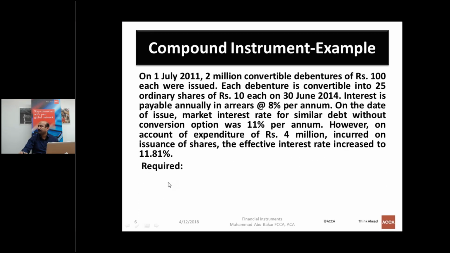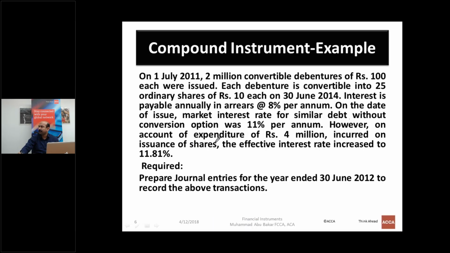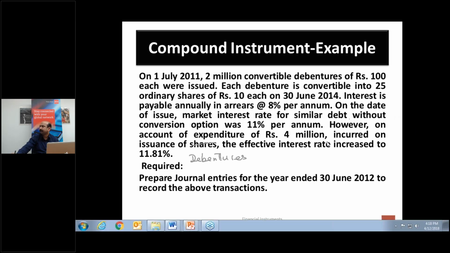So this was the example which we discussed. Just make a small correction over here: instead of shares, debentures. This is the issue cost of these debentures. So this is a small correction, please note it.